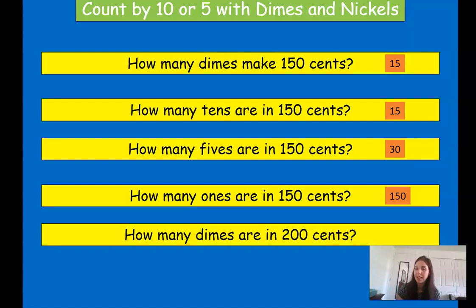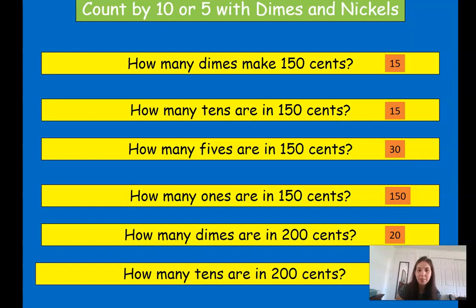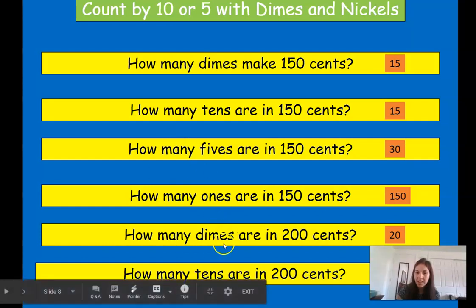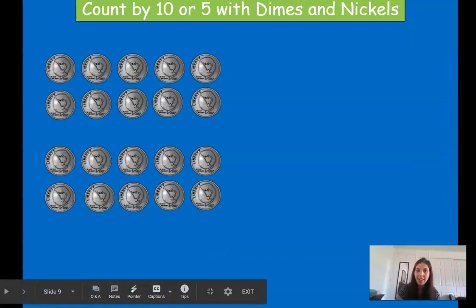That's what we just counted. How many dimes were there? 20. Nice job. How many tens are in 200 cents? Remember that dimes are worth 10. So if you remember that there were 20 dimes, then you should know that there were 20 tens.